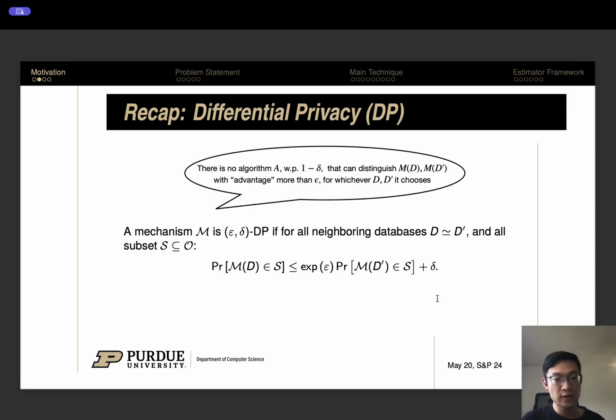Then, another formal way to define DP is that there is no algorithm A that, with probability at least 1 minus delta, for whichever neighboring input it chooses, can distinguish the neighboring output distributions with advantage more than epsilon.